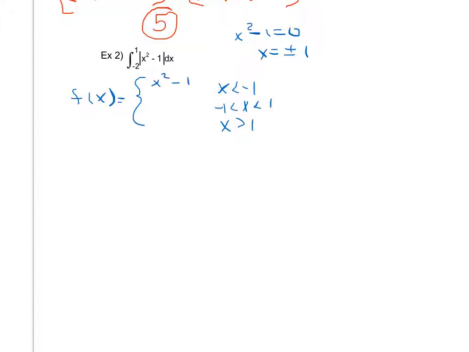If I pick something between negative 1 and 1, say 0, and plug it in, 0 squared minus 1 is negative 1. And if I look here, 0 squared minus 1 is positive 1. So I'm getting the opposite. So I'm going to have the opposite of x squared minus 1.